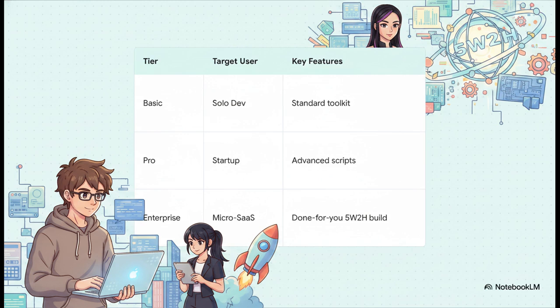So putting on my marketing expert hat for a second, let's look at how we map this highly refined data stream into 3 distinct subscription tiers. The basic tier gets solo devs in the door with standard toolkit access and templates. The pro tier steps it up with advanced customization for scaling startups. But the true profit engine, the holy grail here, is the enterprise tier, which is tailor-made for serious micro SaaS founders. The core feature there is a fully customized, done-for-you 5W2H diagnostic system build.